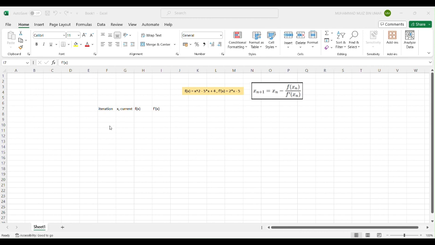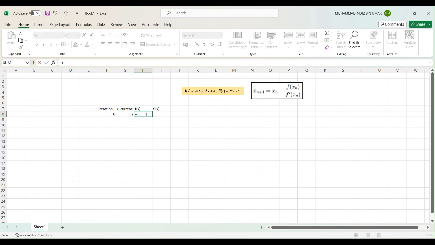Okay, so then we're going to write down our 4 headers, which are iteration, x current, f(x), and differentiation of f(x). Under the first iteration, in the first cell under iteration, we're going to write down 0 and set a value of x, and then write down the coding for our function.